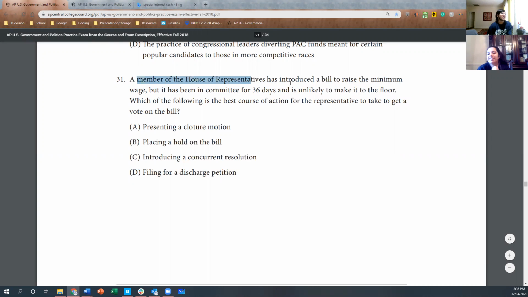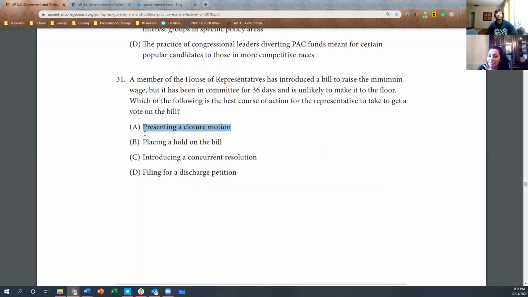A member of the House introduced a bill to raise the minimum wage, but it has been in committee for 36 days, unlikely to make it to the floor. Which of the following is the best course of action for the representative to take to get a vote on the bill? Presenting a cloture? No, that's only in the Senate. Cloture has to do with the filibuster. If they had a filibuster, they can vote for cloture. Placing a hold on the bill would not get it on the floor. Is it C? I don't think so, because that would make it harder to pass. The more you pack onto a legislation, the more people are going to disagree with it.